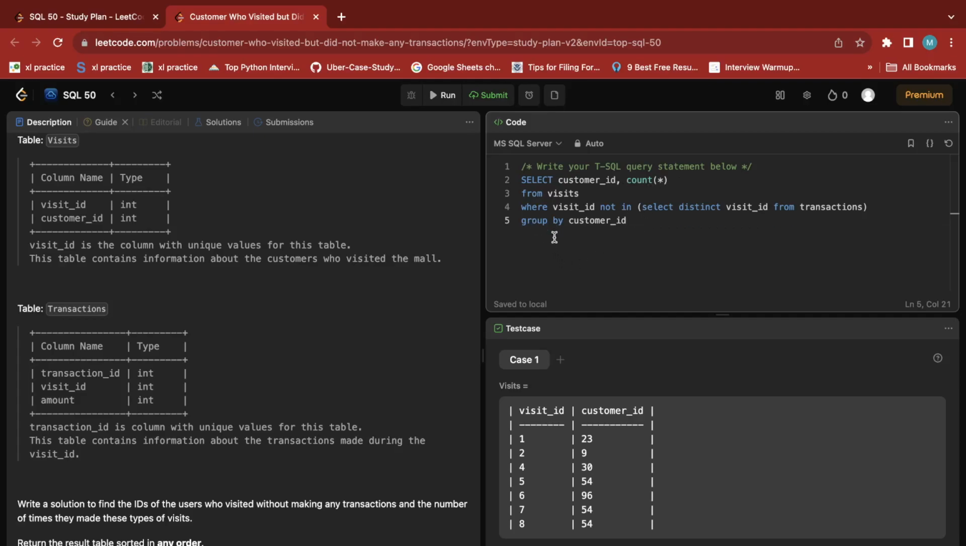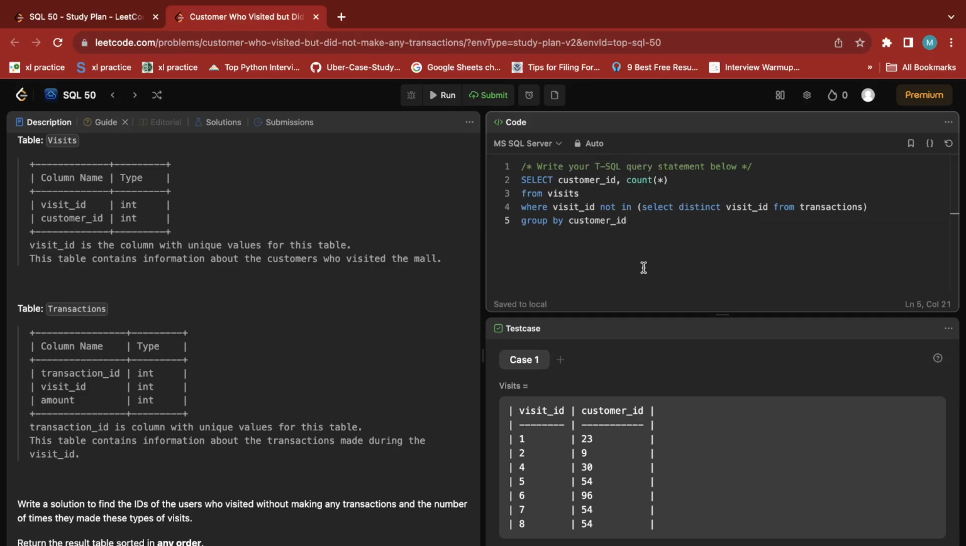What will group by do? So whenever we are using some aggregate functions, we need to use group by. So group by, what it means is that for all the customers with the same customer ID, it will have a unique row, and that unique row value will be the count of all such values.